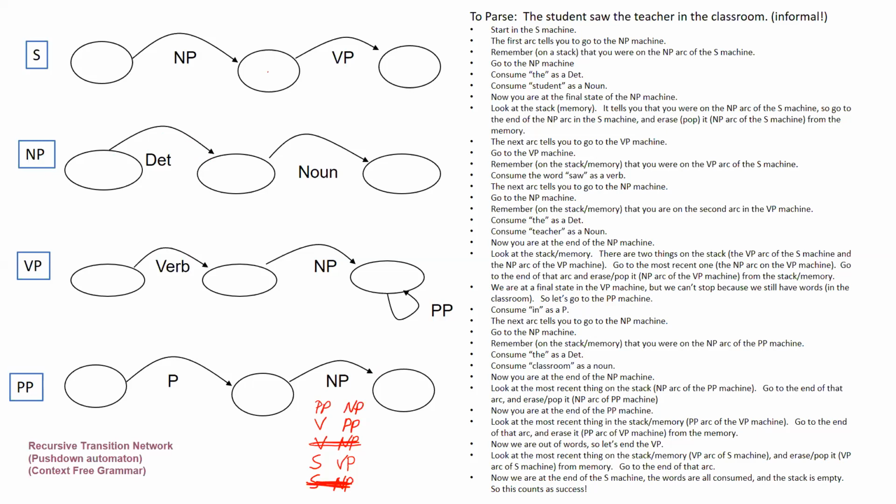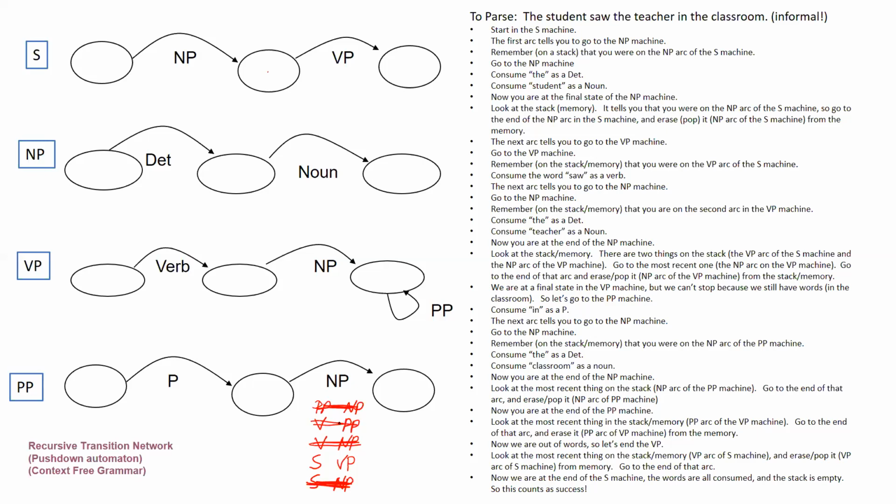So I have to remember where to go back to. Well, the last place I was was the PP machine on the NP arc. So I go to the end of that arc. Well, now I'm at the end of the PP machine, so I have to remember where to go back to. So I go back to the PP arc of the VP machine.